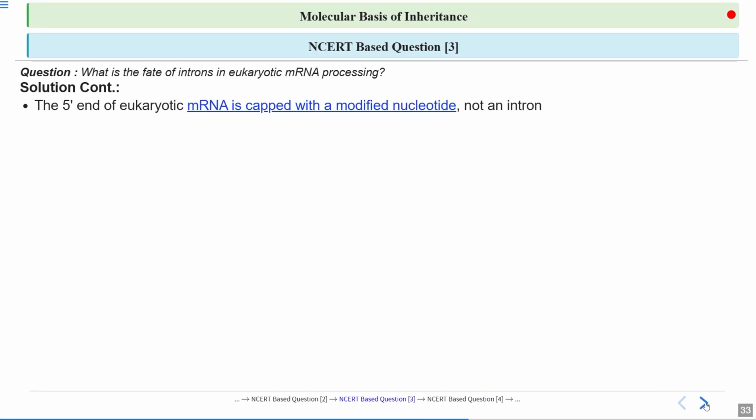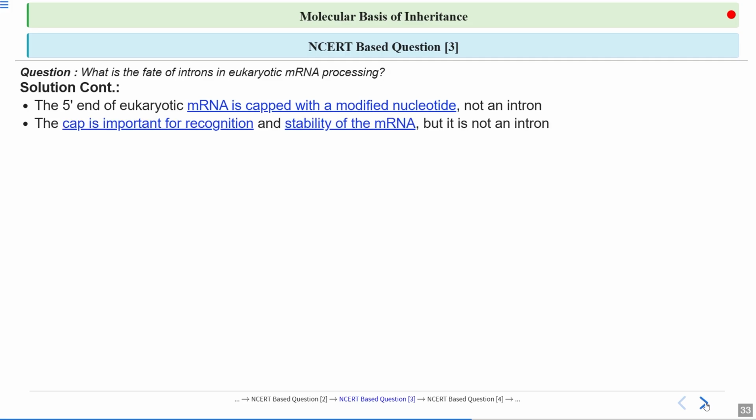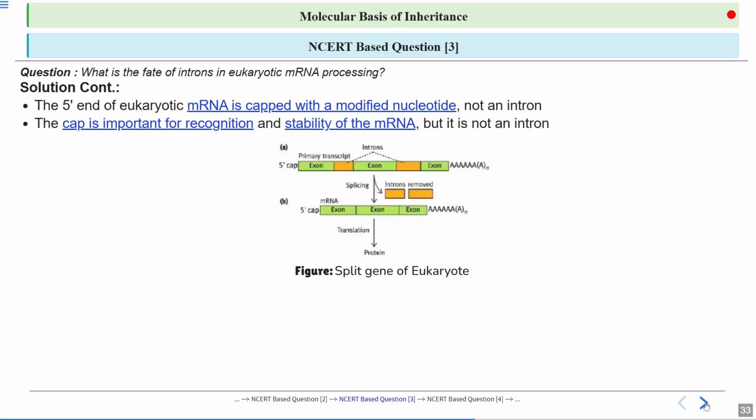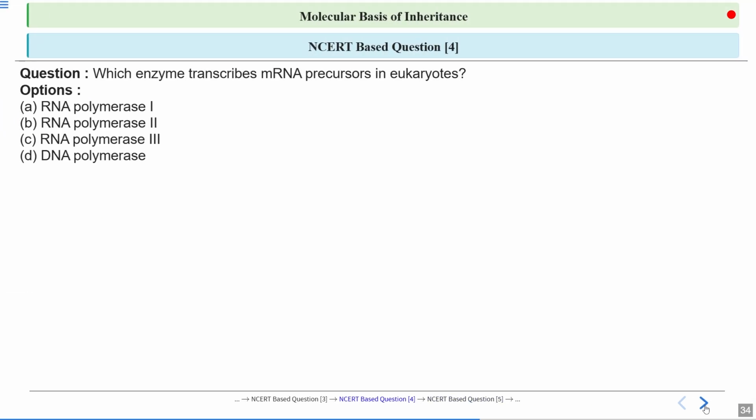So the 5' end of eukaryotic mRNA is capped with a modified nucleotide, not an intron. The cap is important for recognition and stability of the mRNA, but it is not an intron. So we have studied that this capping will happen at the 5' end of the eukaryotic mRNA, not on an intron, and this cap is responsible for what? For recognition and stability of the mRNA.